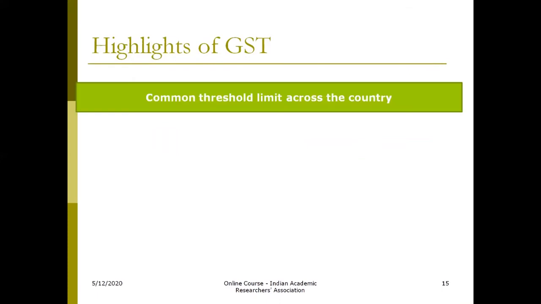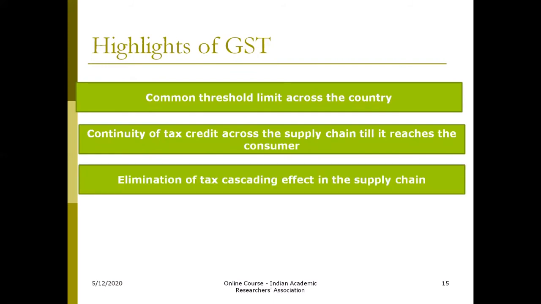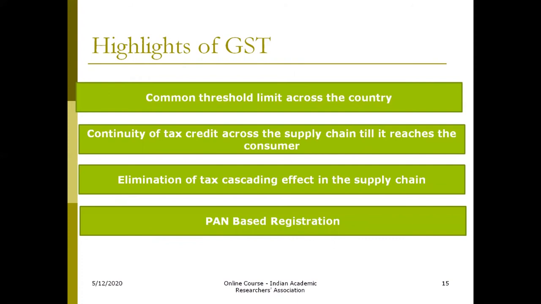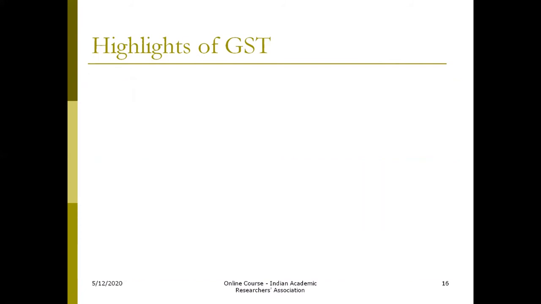Now some highlights of GST are the common threshold limit across the country, continuity of tax credit across the supply chain until it reaches the consumer, elimination of the tax cascading effect in the supply chain, PAN-based registration, and lastly, tax liability on supply instead of on removal or sale.